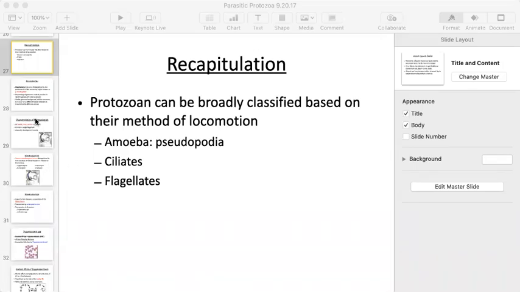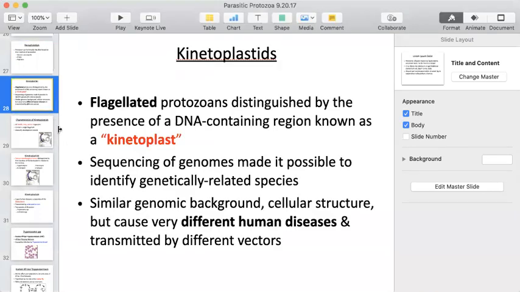So last week, we started our discussion about parasitic protozoa. Just to recap, protozoans can be broadly classified based on their mode of locomotion. We identified some that have pseudopodia, and those that have cilia and those that have flagella to help with movement.